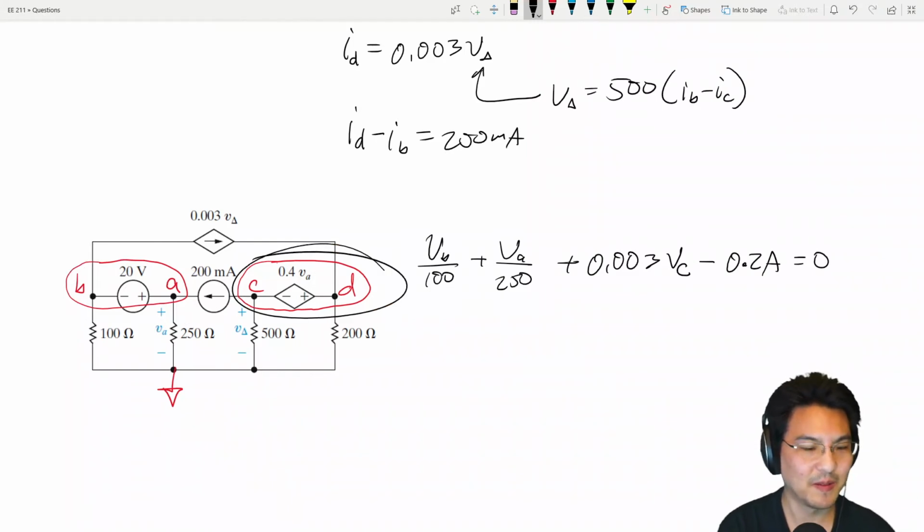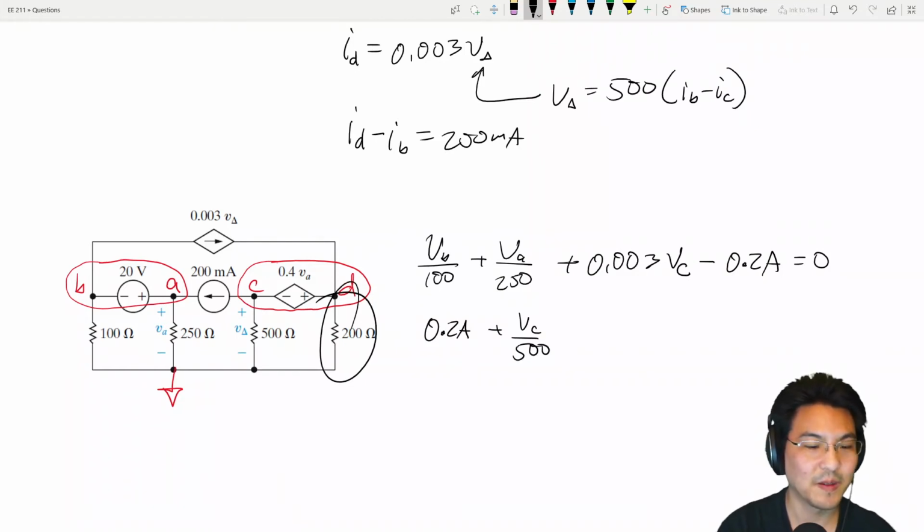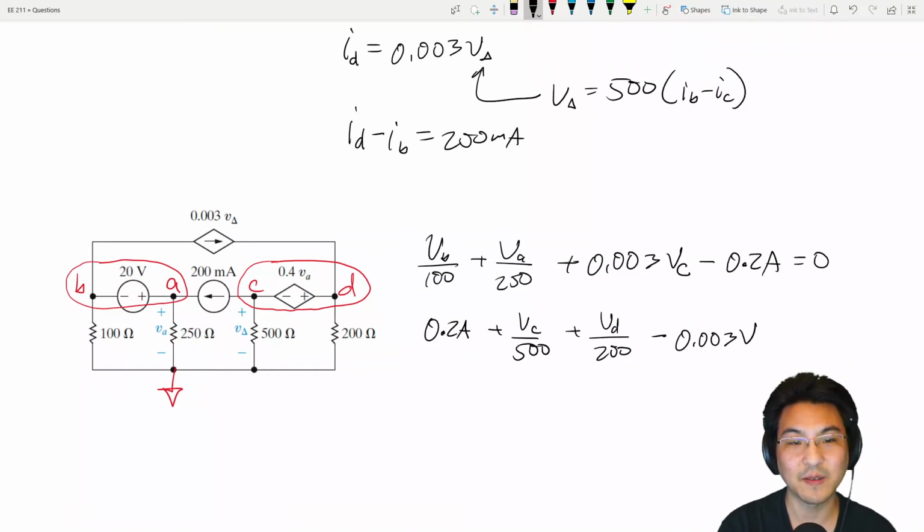How about this one? I'll start right here, so that's 0.2 amps, and then right here, VC over 500, over here, VD over 200, and then over here, going in, so minus 0.003 V delta, and again, V delta is the same as node voltage VC. Okay.